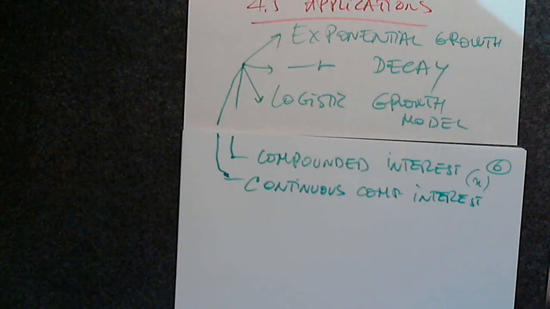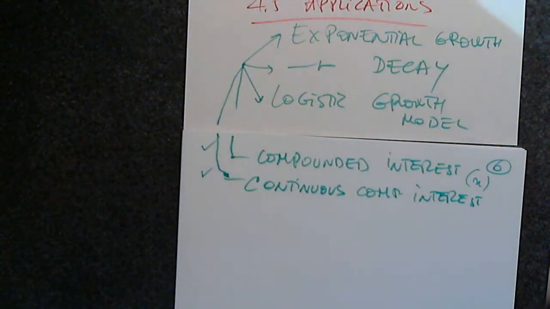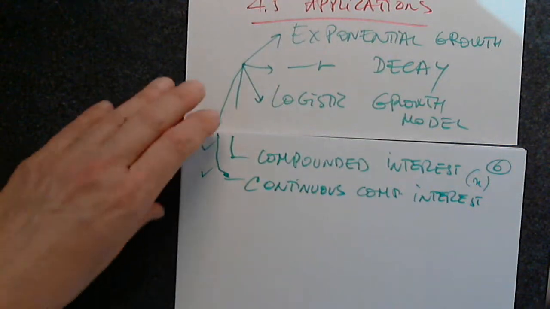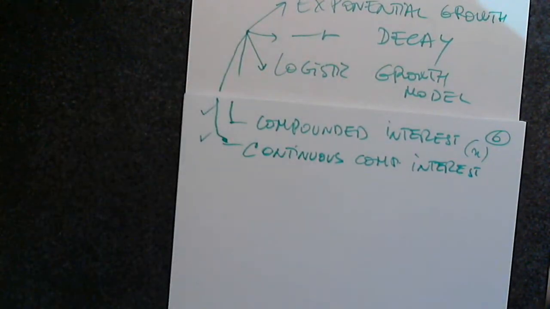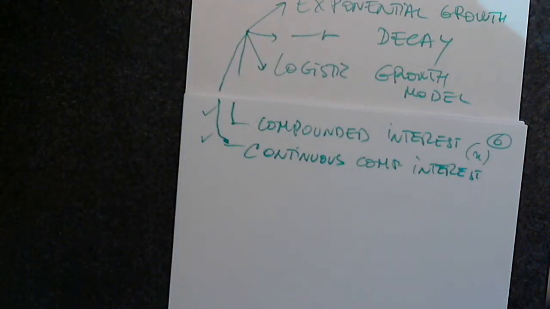So we have 5 different situations. Exponential growth is one. Exponential decay is the second one. Logistic growth model is the third one. Interest compounded n times a year, and continuous compound interest, that's the fourth and fifth. We already looked at problems with these two, so I just wanted to refresh our memory that we looked at those before. So let's take a look at the exponential growth. You do not have to memorize any of these models. They will be given to you.